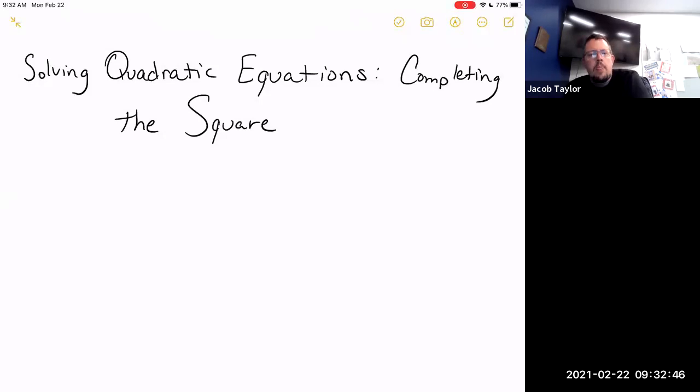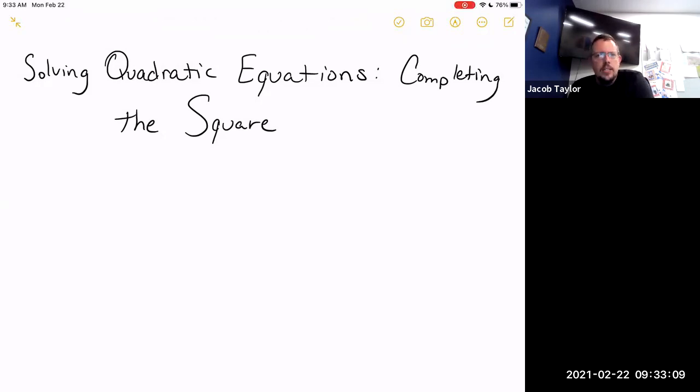Okay, so due to Snowvid 21, we have not done algebra in quite some time, but whenever we last did algebra, we were solving quadratics by factoring, and we're going to continue doing that, but we're going to do a special kind of factoring called completing the square.